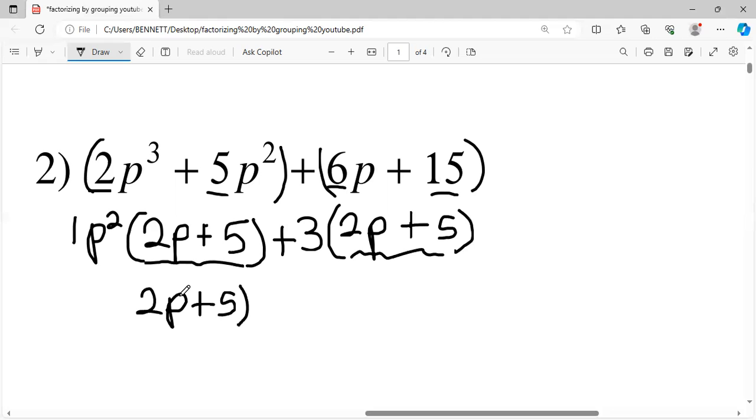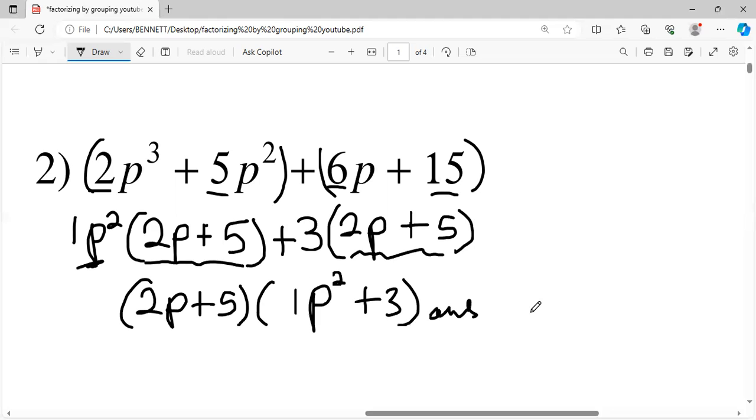That is common, and then we put back what is outside, which is this right here, the p squared plus 3. You don't necessarily put the 1, but I'm going to put it. Some students like it, so I'll just put it for them. And that would be our answer. Very nice question. Let's move on to number 3.